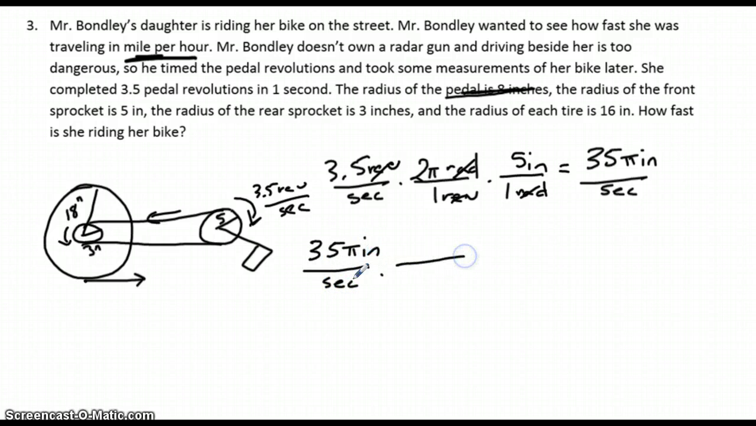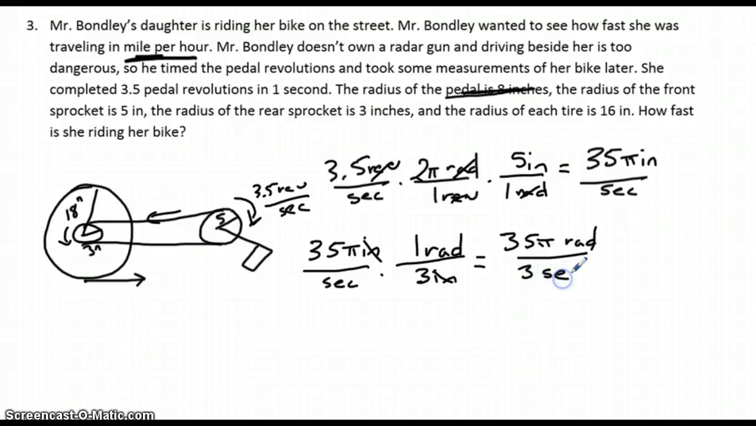All right, let's turn linear velocity to angular velocity. Well, I know that the radius of this rear sprocket is 3 inches, so there are 3 inches in 1 radian. We now have radians per second, which is an angular velocity. The angular velocity of this rear sprocket is the exact same angular velocity as this rear tire. Now that we know the angular velocity of the rear tire, we can transfer that to linear velocity.